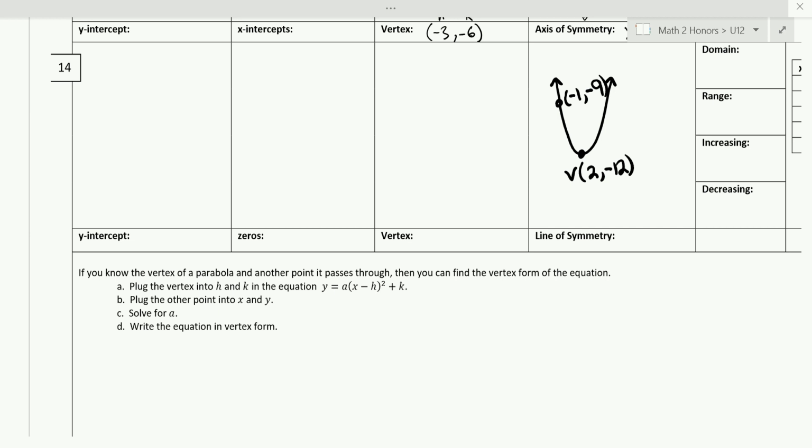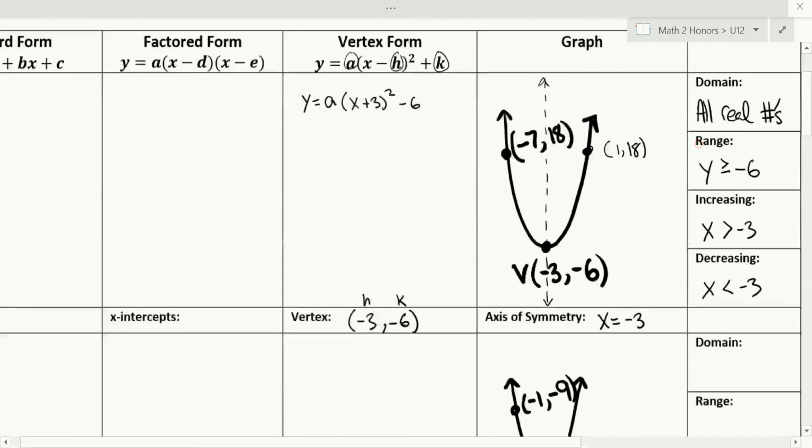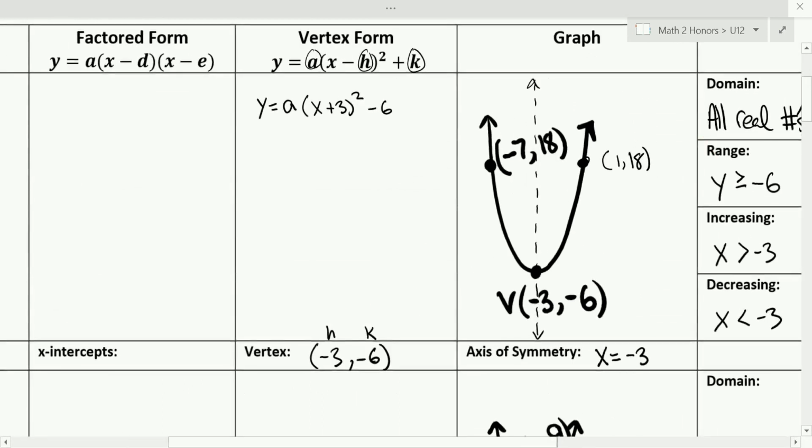So here's what we do. We plug the vertex into H and K and into that equation, we just did that. Then part B, this is where we're at. We're going to plug the other point in for X and Y. We got two other points. You get to pick which one, it doesn't matter. I'll use the negative 7, 18 that was given to us. So X is negative 7, Y is 18. And I'm going to plug those in for X and Y in my equation.